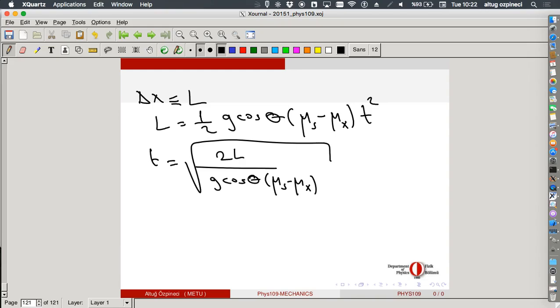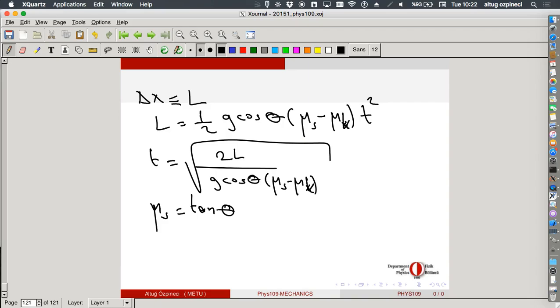Or else, if you know L, you can measure L. If you determine t, you can calculate this difference, mu s minus mu k. You know what theta is. G is just a number, 9.8 meters per second squared. So you can determine mu s minus mu k. And we already know mu s, because mu s is tangent theta. So you can actually measure mu k.